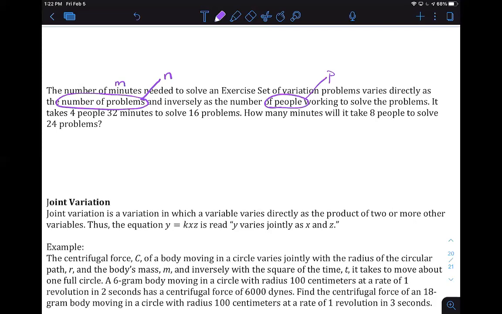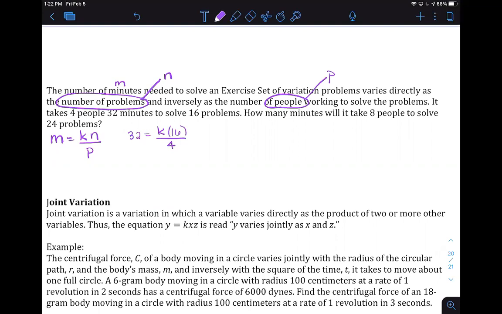Okay. All right, so M equals K. We're varying directly as the number of problems, so n, and then inversely as the number of people, which means we're dividing. It takes 4 people 32 minutes to solve 16 problems. So plug in what we know. So we have 32 equals k times, so n represents the number of problems, which is 16, divided by the 4 people.